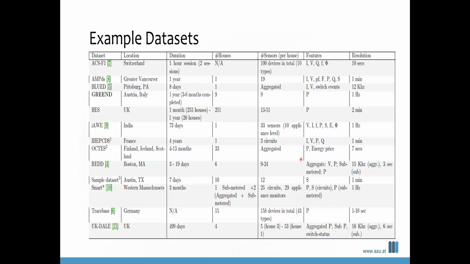So what are example data sets? So here are some, I don't want to go into detail, but you see here on the last column, there is the resolution. So, for example, the first data set here has a resolution of 10 seconds. Since I said I would like to have like 1 second, so probably this is not the one easy to use. 1 minute, 12 kilohertz, more than enough.